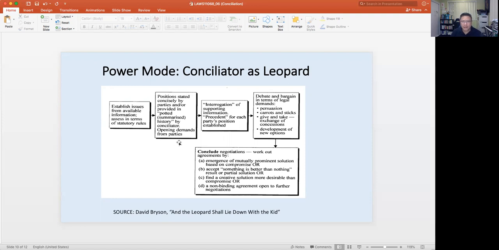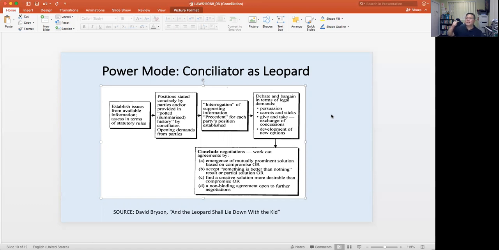And then there would be opening demands from parties. The conciliator would then try to interrogate supporting information, looking for precedents for each of the parties' positions. And then there's a debate and bargain in terms of legal demands. You will notice that what the conciliator does is to use persuasion, carrots and sticks, give and take, exchange of concessions, and development of new options. You notice that there is an attempt at carrots and sticks, meaning rewards and threats.